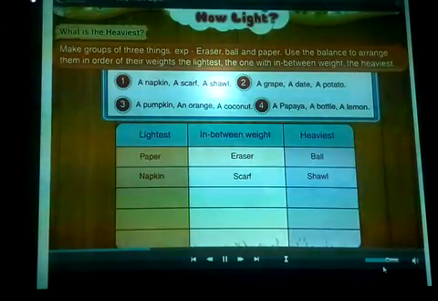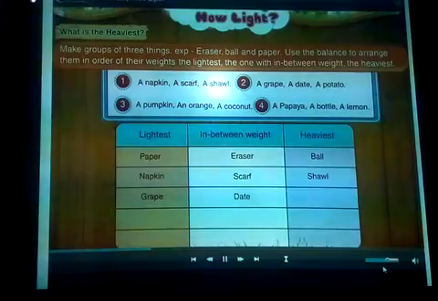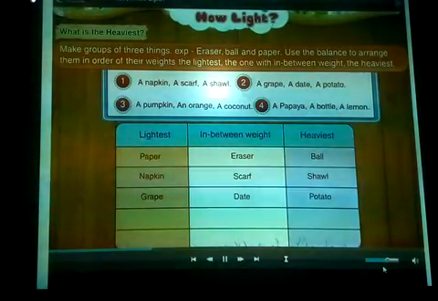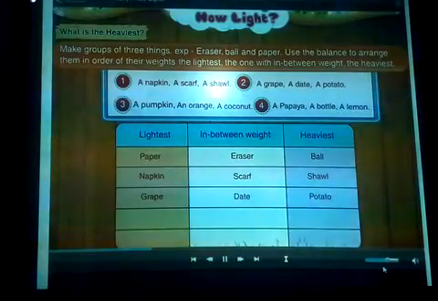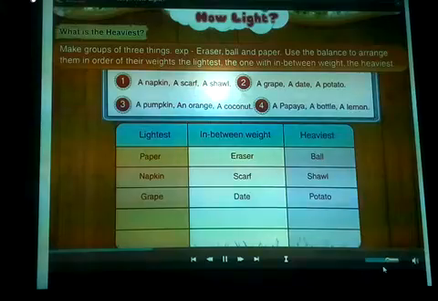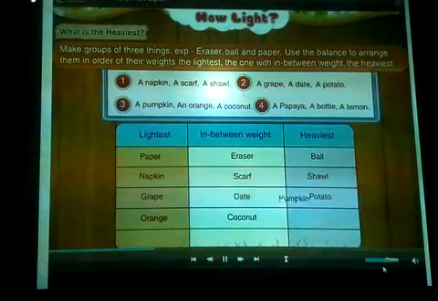Among these 3, grain is the lightest, then comes the date and the potato is the heaviest. A pumpkin, an orange and a coconut. The lightest is orange, then coconut, and the pumpkin is the heaviest among the 3.